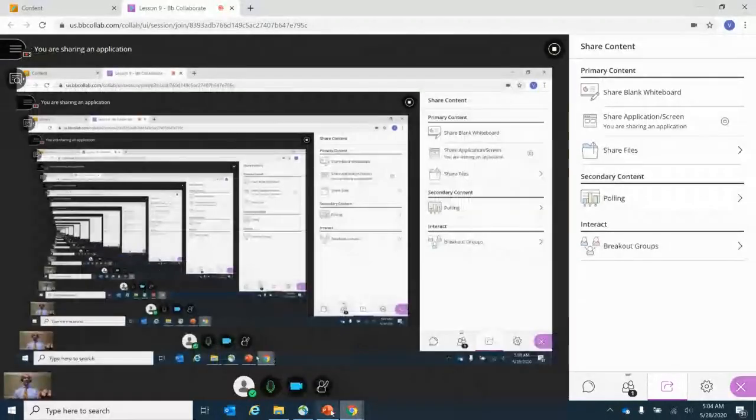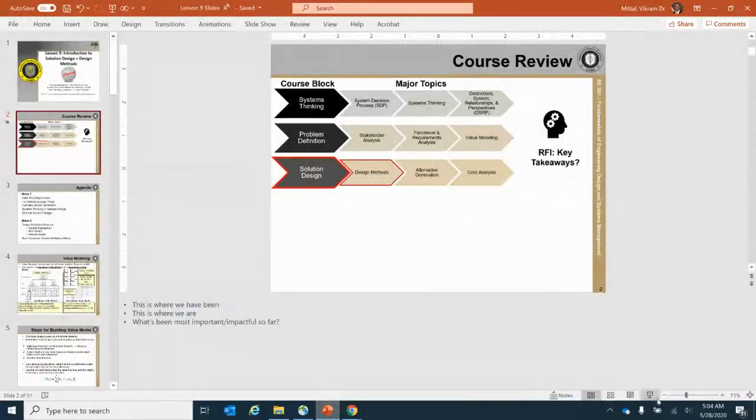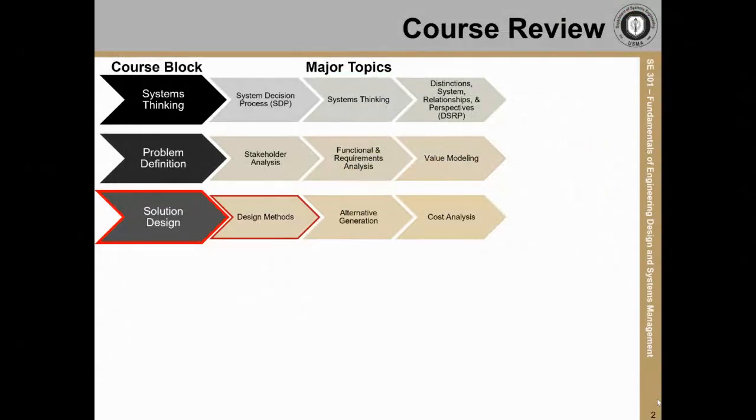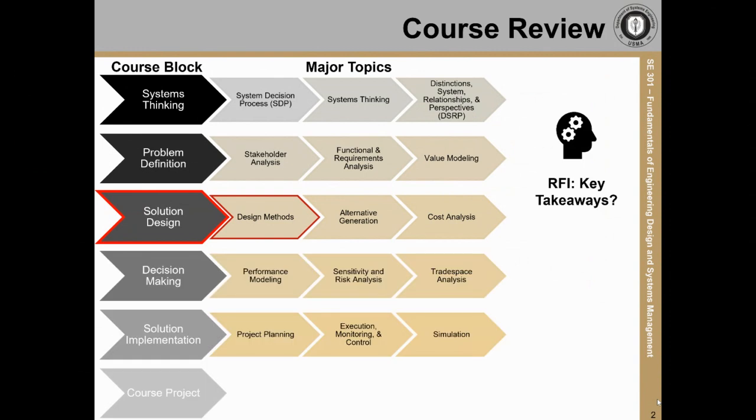So talking about today's lesson, today we're going to be moving from problem definition into solution design. And we are currently in this third block of the course. We've done systems thinking and problem definition. So now we're going to move into solution design as well as look at design methods. And eventually, once we finish that, we'll move into the next stage with decision making and then solution implementation.